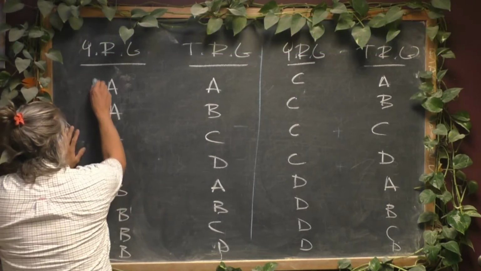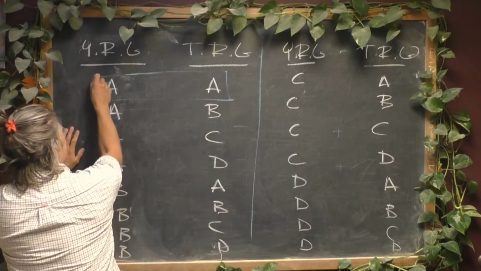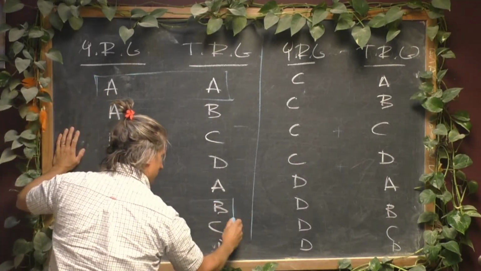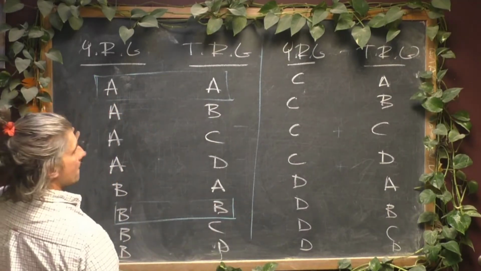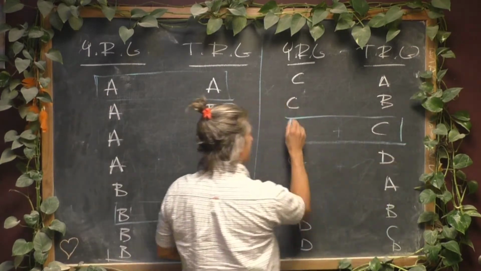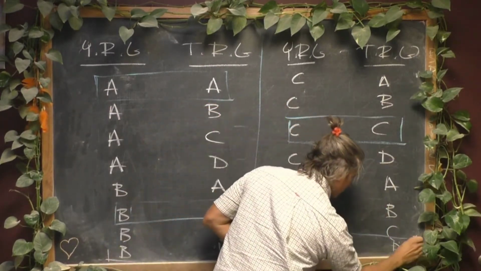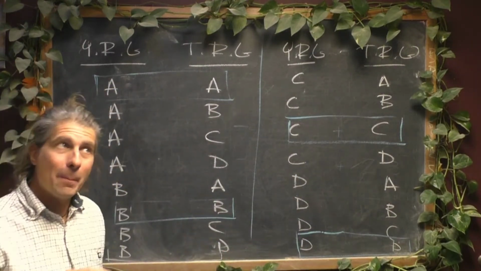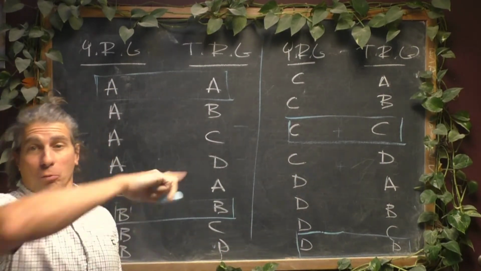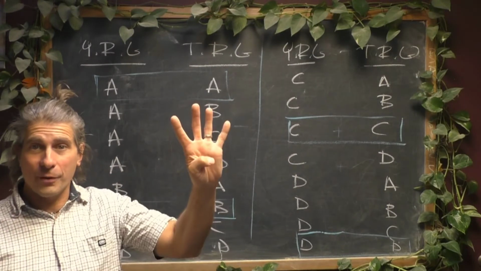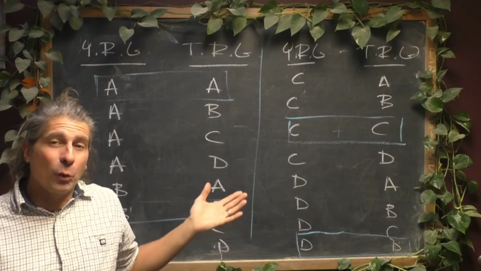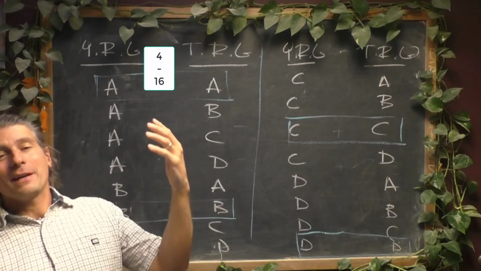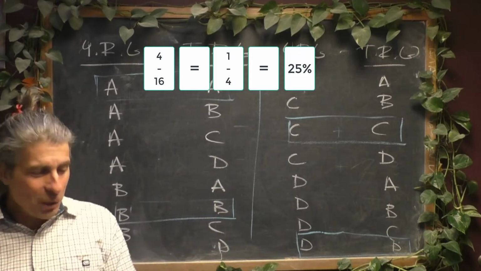Well, you got this one right. You got this one right. You got this one right. And you got this one right. So my friends, of the 16 possible arrangements, 4 of them you get correct. 4/16 is 1/4 is 25%.